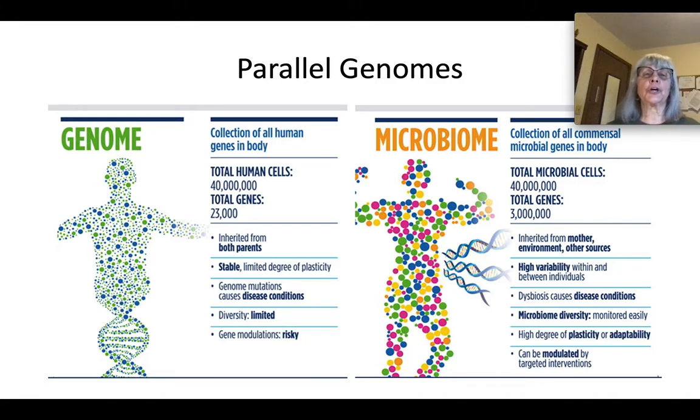So anyhow, parallel genomes. What we've got here is, in comparing the genome and the microbiome in us, some things are common and some things are quite different. We both have the same number of cells. The total number of human cells in our body is about 40 million. The total number of a healthy microbiome is about 40 million. But if you look at the total number of genes, you'll see a difference. In our genome, we've got only 23,000 genes. In the microbiome, the total genes is 3 million.